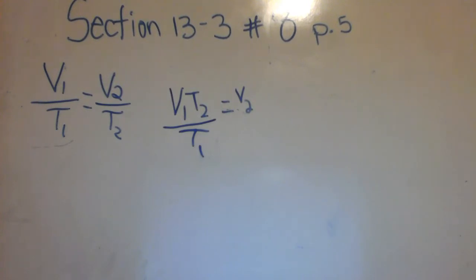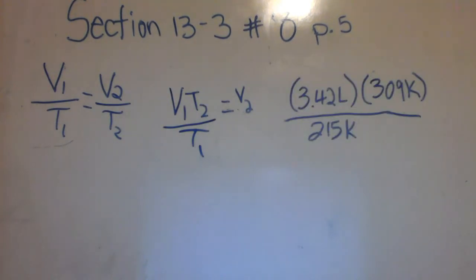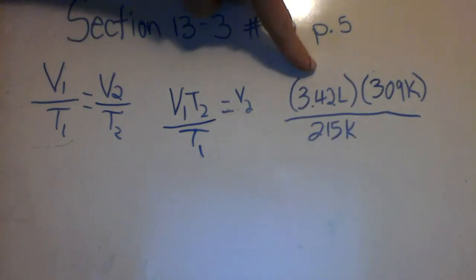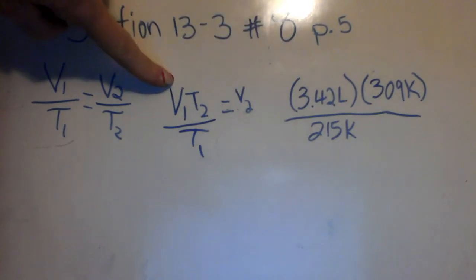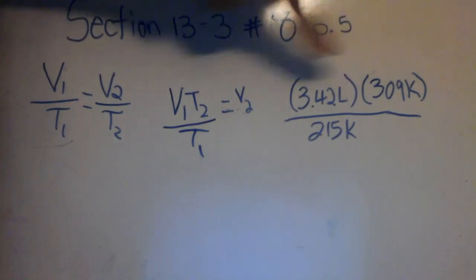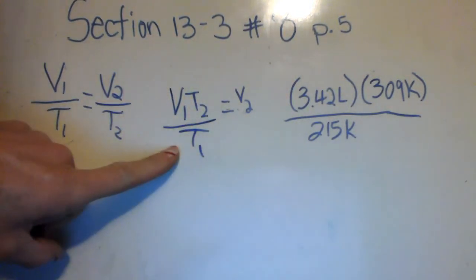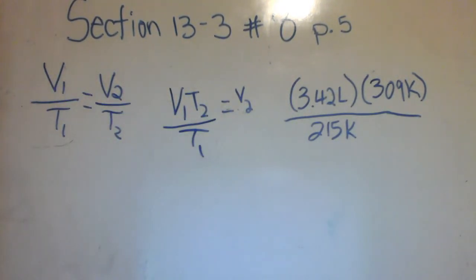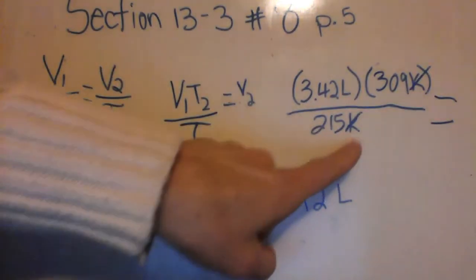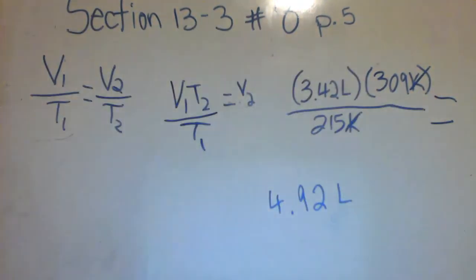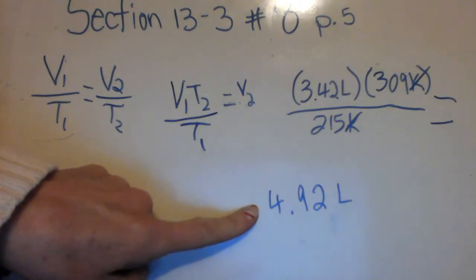Now we can substitute the numbers into the equation. We substitute 3.42 liters for volume 1, 309 kelvins for temperature 2, 215 kelvins for temperature 1, and now we just have to do the math. Notice that the two Kelvin units cancel out and we're left with 4.92 liters.